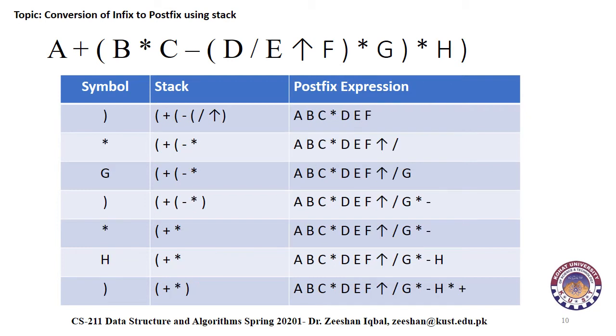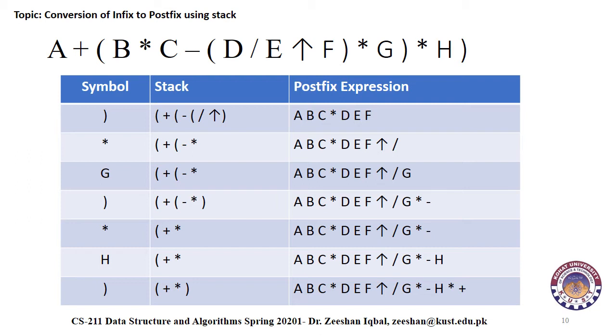We can see that the next symbol is right parenthesis, so we have to repeatedly pop the operator from stack until the left parenthesis is encountered and add the popped operator to postfix expression. So here power will be popped first and division will be popped next and will be added to postfix expression respectively. So power will be added to postfix expression first and division will be added next, and in the end we have to remove both parentheses as well.